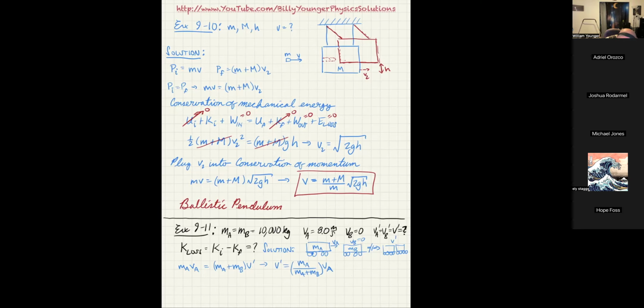So now I want to say K loss is equal to 1/2 MA VA squared minus 1/2 MA plus MB times V prime squared. So that's the actual change. Now I'm going to plug in what I know as V prime.